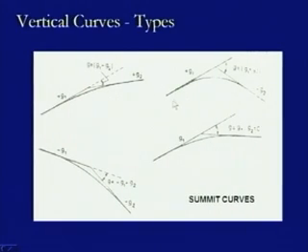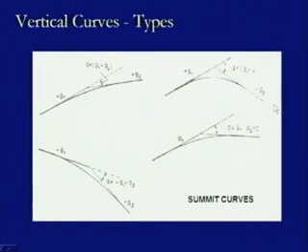Similarly, there is another case where there is an upgrade, plus g1, and a downgrade, minus g2, and again in this case they have been joined together by a curve so as to omit this kink. Now, when we are omitting this kink, we are changing the direction by an angle, this one, g. This angle g is again just the algebraic difference between these two values, and therefore it will be g equals plus g1 minus of minus g2. So, therefore, it will be g1 plus g2.